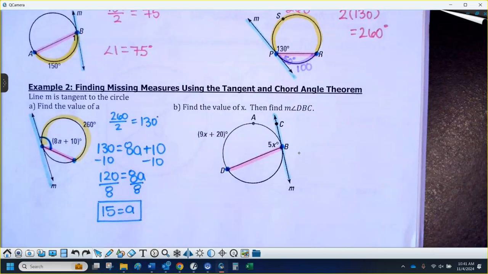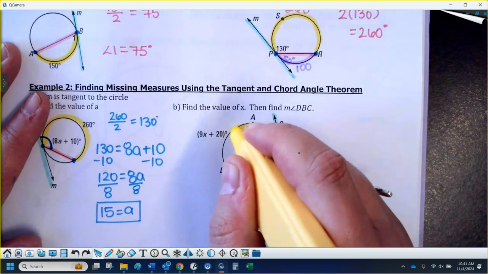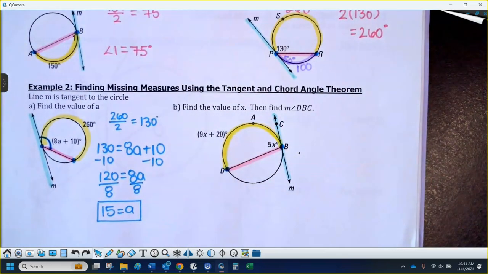To get an intercepted arc here, all I'm going to do is go from my point of tangency, which is B, all the way around to point D, where the chord stops it. Now, I don't have any numbers here, like on the last one where I had 260. This one, I have that the arc is 9x plus 20, and the angle is 5x. Anybody know how you could set up an equation to figure out what x was here?